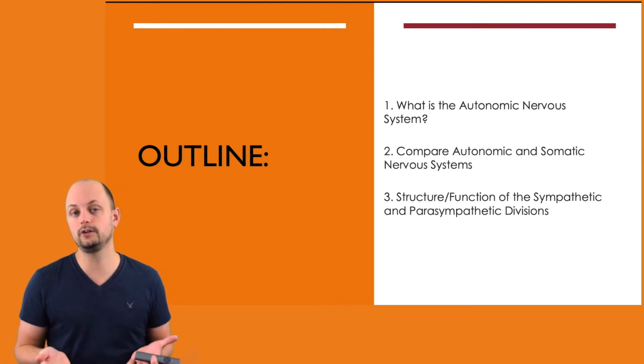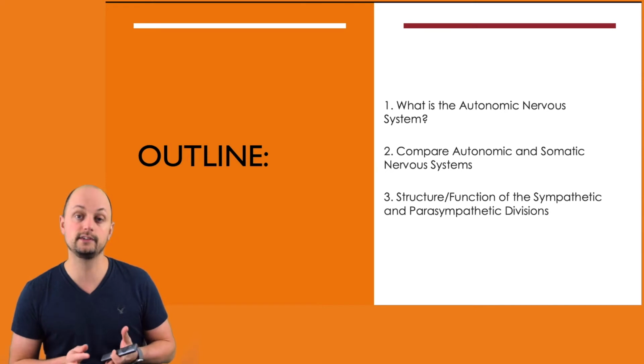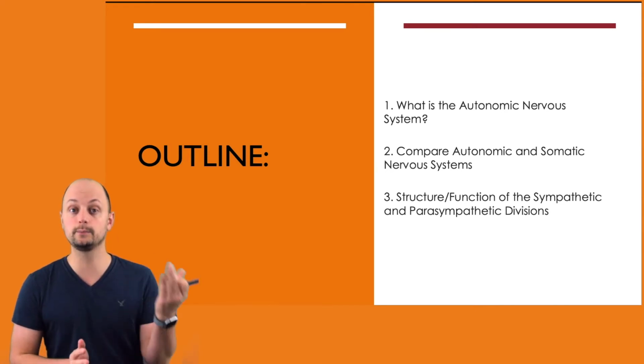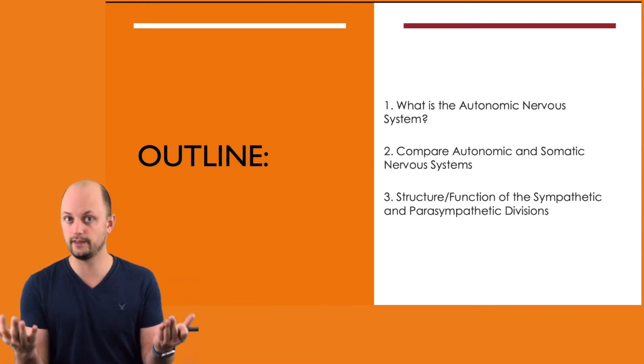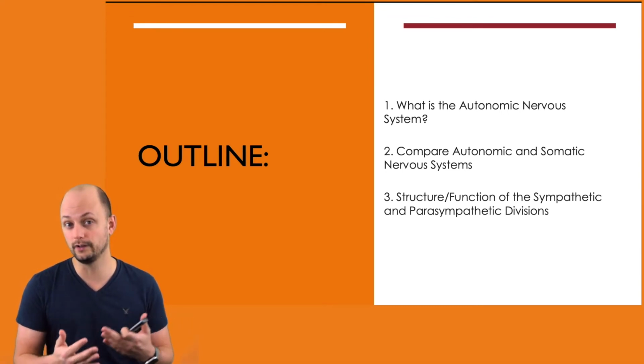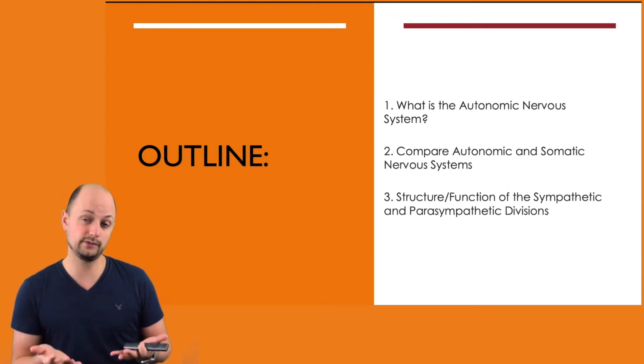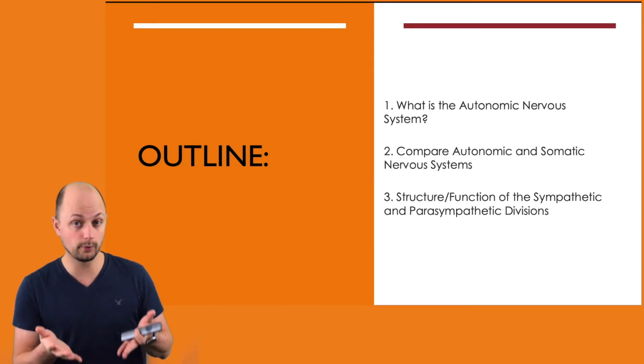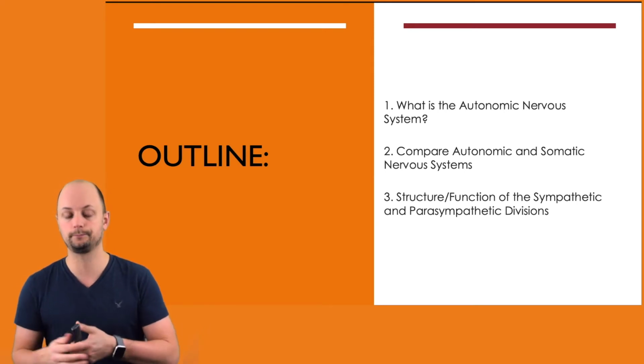And the reason why I can do that is because the autonomic nervous system has two divisions, the sympathetic division and the parasympathetic division. And as you'll see, each division has a lot in common with the other, but there are some important differences that will become even more important in the next half of the course.